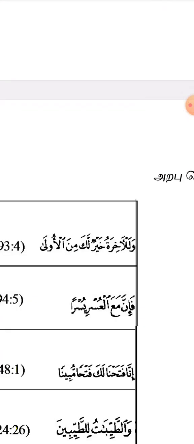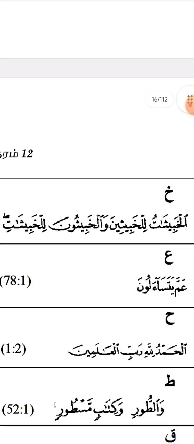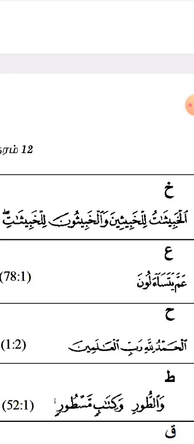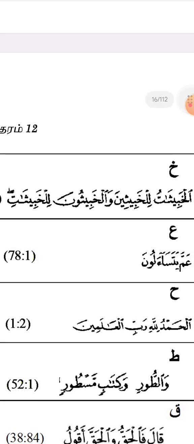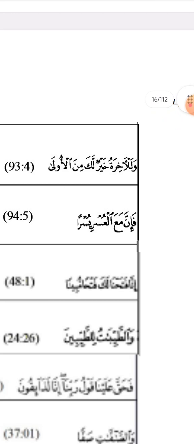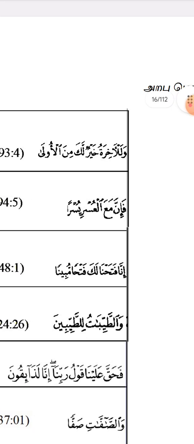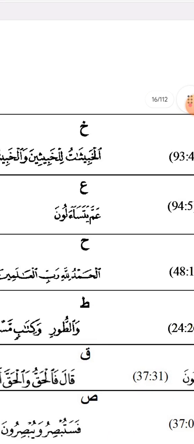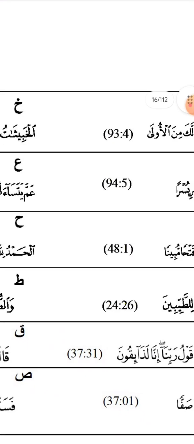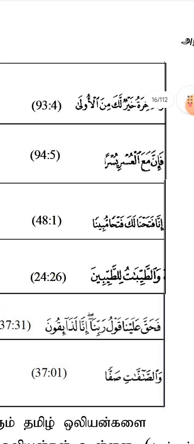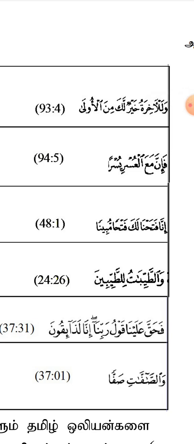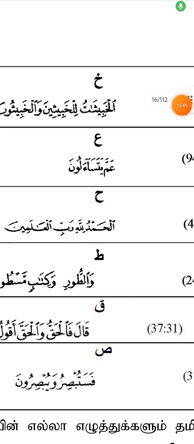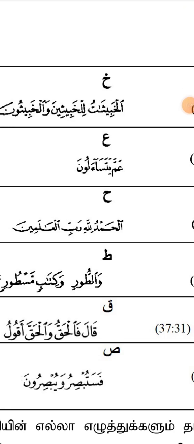Wal akhiratu khairul laka minal ula, you can see two Kha in this. And then al khabisatu lil khabisina wal khabisuna lil khabisati, you can see four Kha. And then fa inna ma'al usri yusra, you can see Ain two times. And then wa amma yatasa'alun, you can see one time. And then inna fatahna laka fathan mubina, you can see Ha two times. And then Alhamdulillahi Rabbil Alameen, Ha one time.